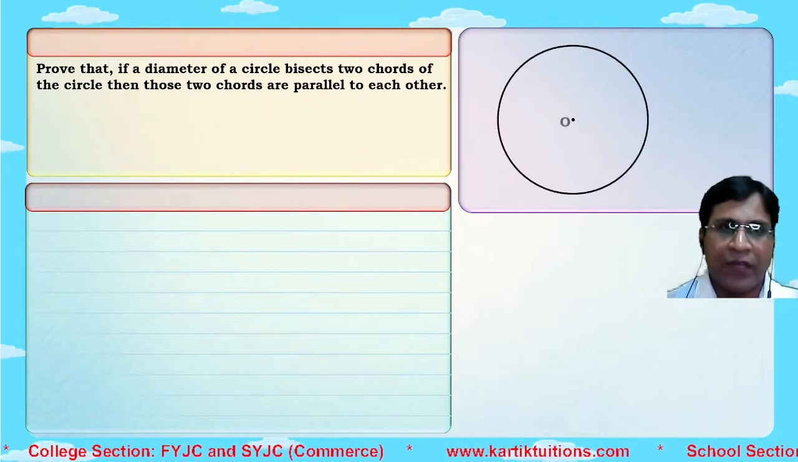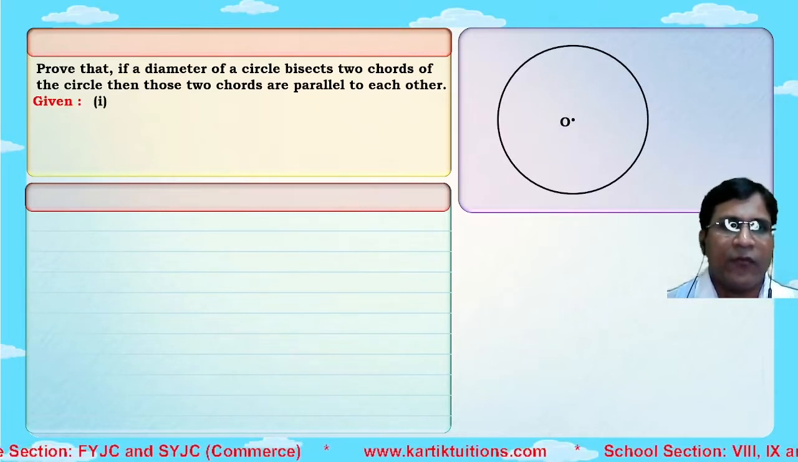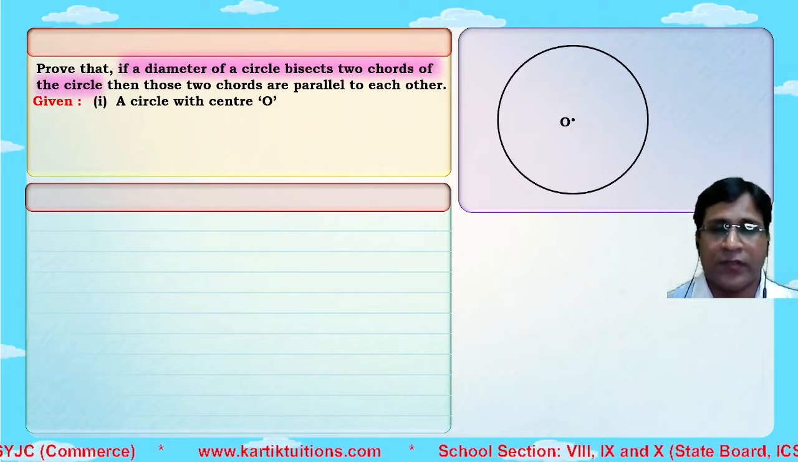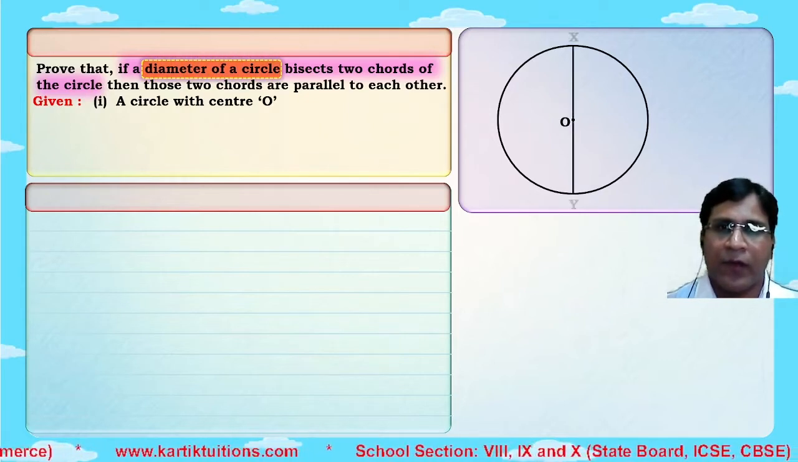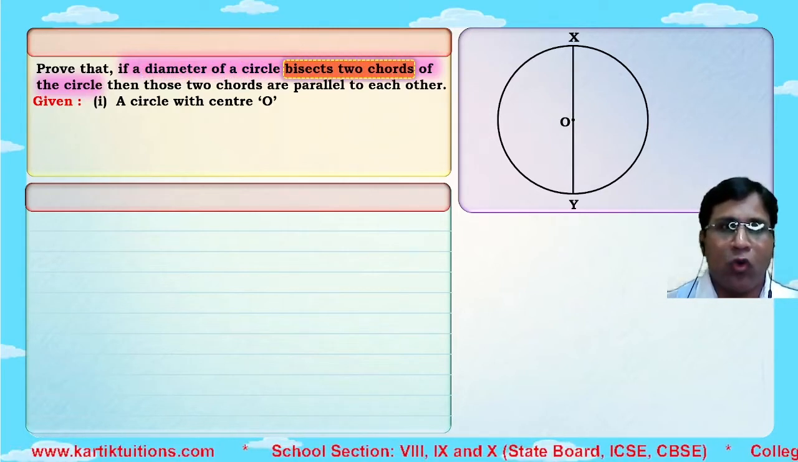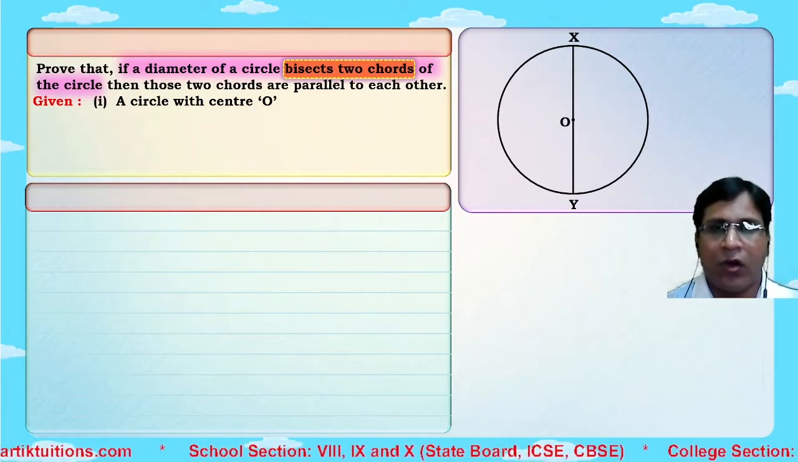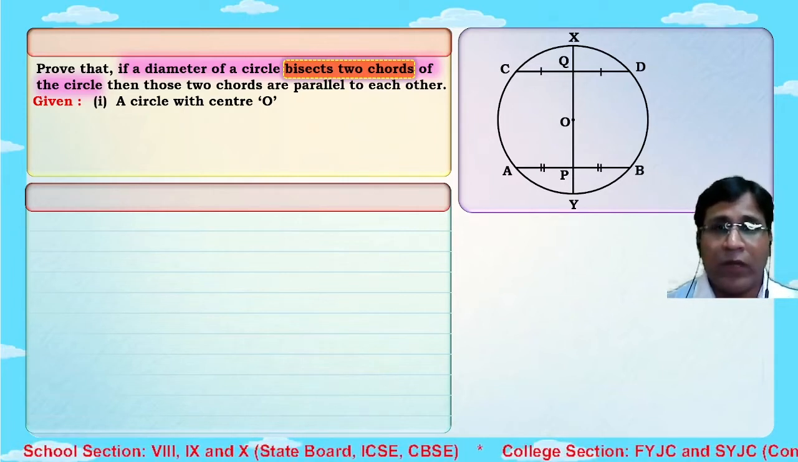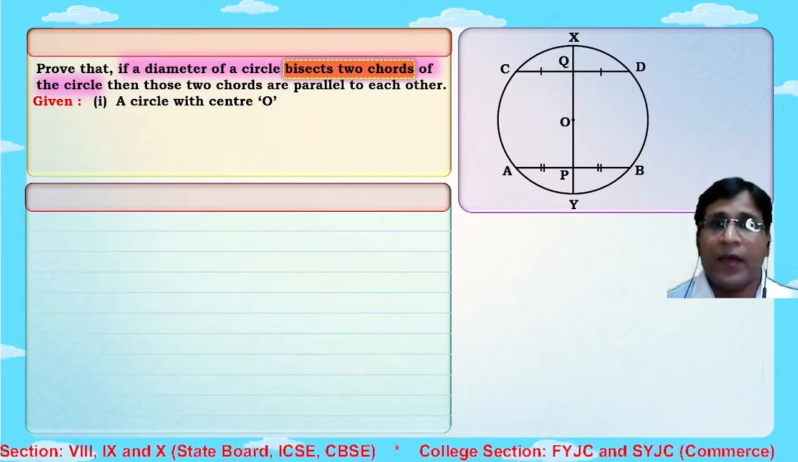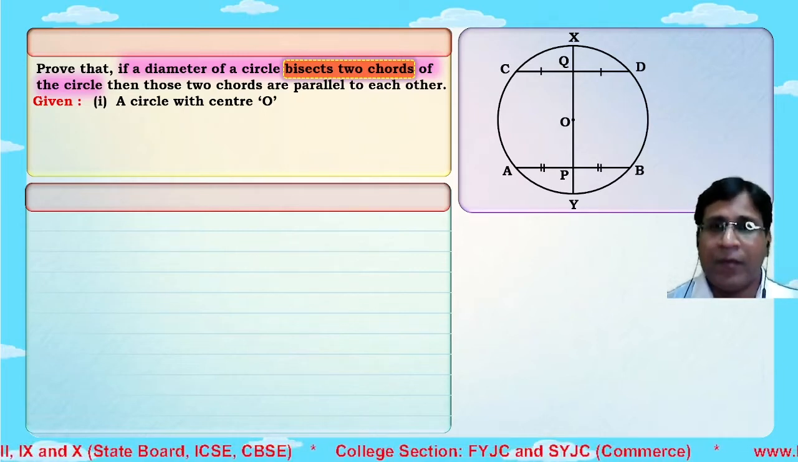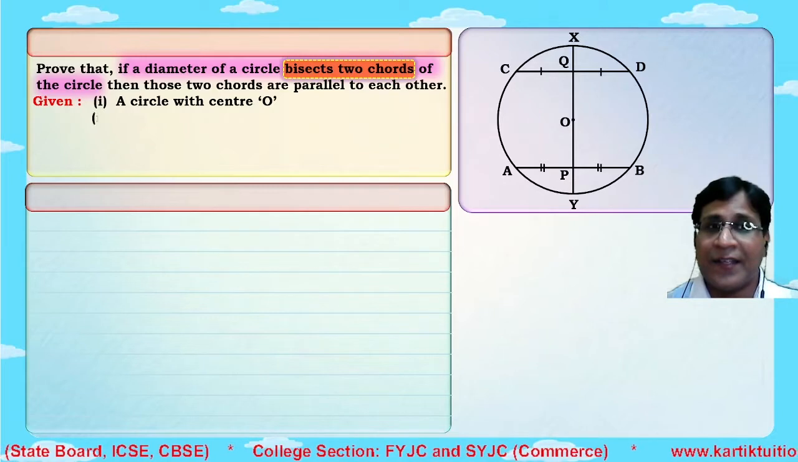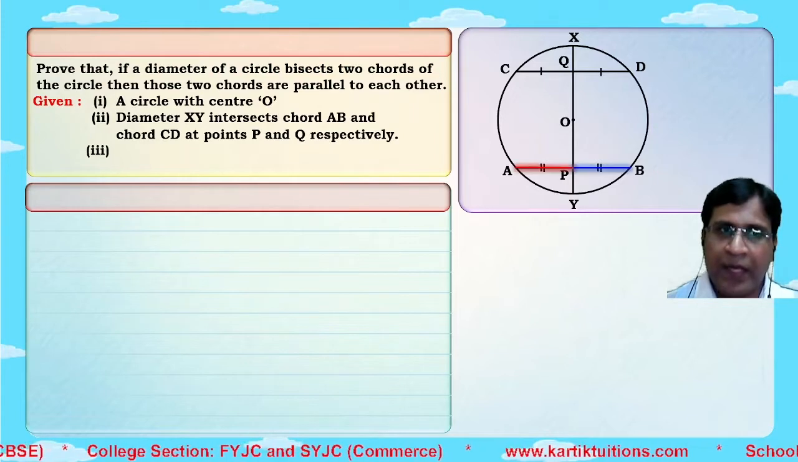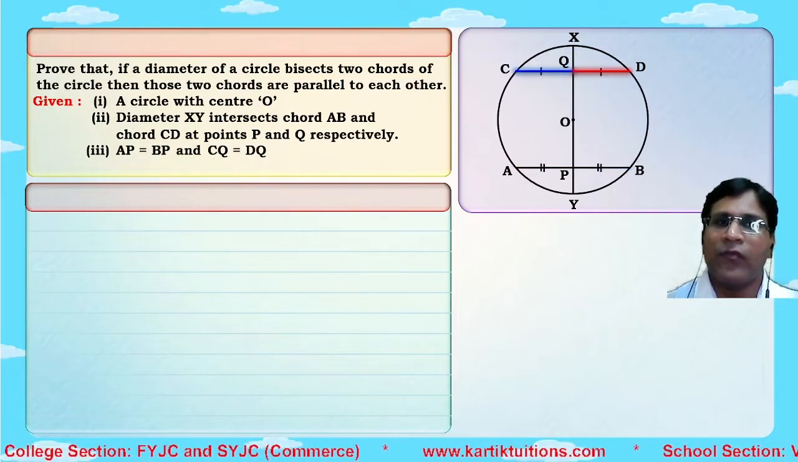Now what is given? They have given us a circle with a center O where we have a diameter. Now the diameter is bisecting the two chords of the circle. So first let's take the diameter XY. Then it is bisecting the two chords of the circle, so we need two chords. Let's take the chords AB and CD. Now it is bisecting the chords into two equal parts. So in other words, P and Q are the midpoints of chords AB and CD respectively. So I can say P is the midpoint of AB and Q is the midpoint of CD.